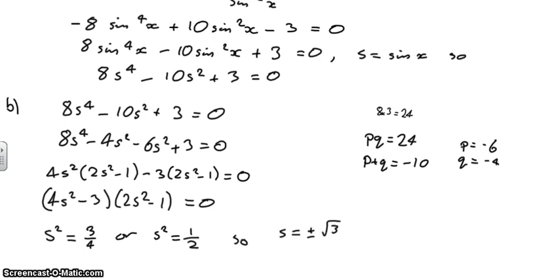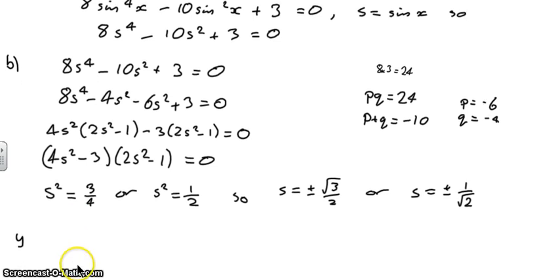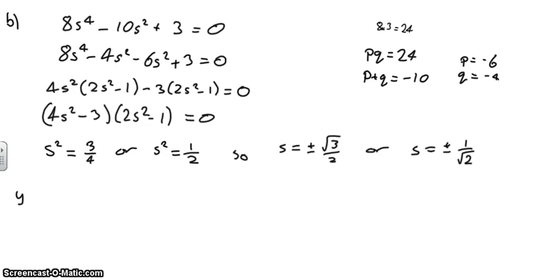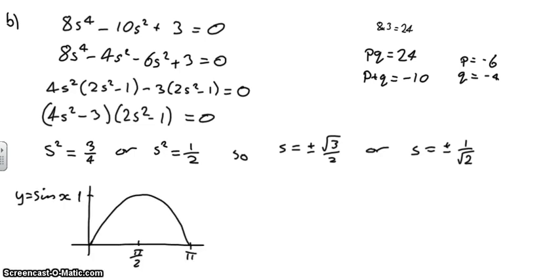So s, which remember is sine x, is equal to plus or minus root 3 over 2, or s is equal to plus or minus 1 over root 2. Now, if we look at a sine graph, the graph of y equals sine x between 0 and pi, maximum at pi by 2, then we can see that clearly everything is positive, so we cannot have these negative values here. So sine x is equal to root 3 over 2, or sine x is equal to 1 over root 2.